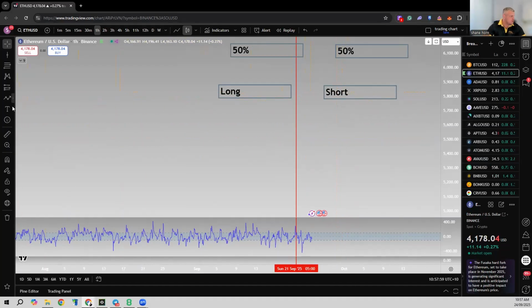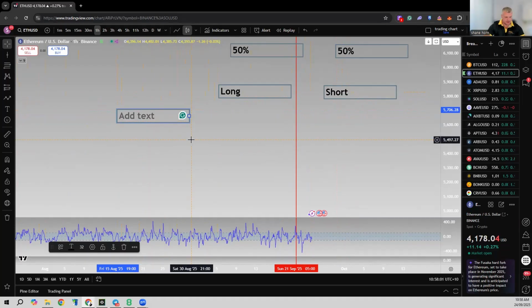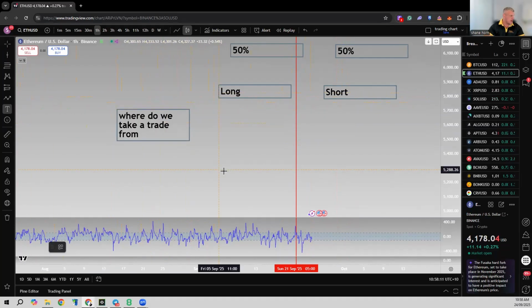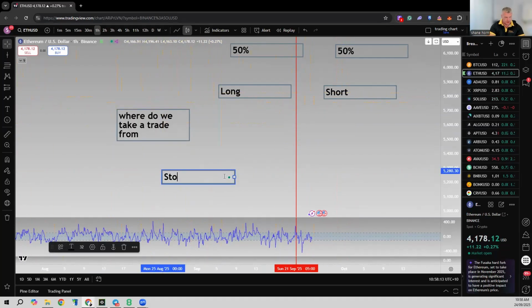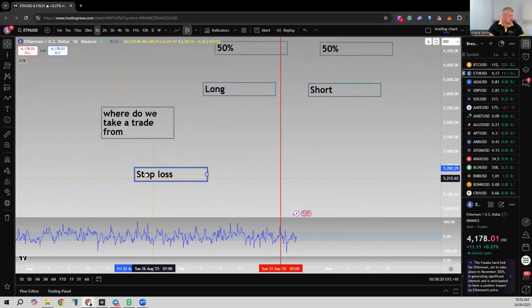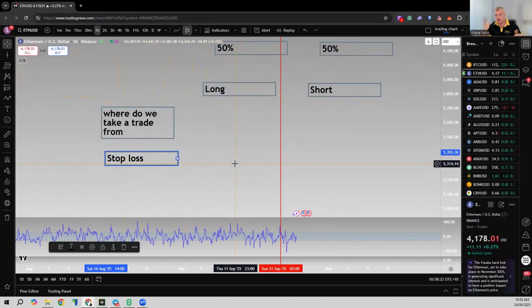Now, the user errors are: where do we take a trade from, and then our stop loss. Okay, so these are the two things. And the rest of the market we can't control.